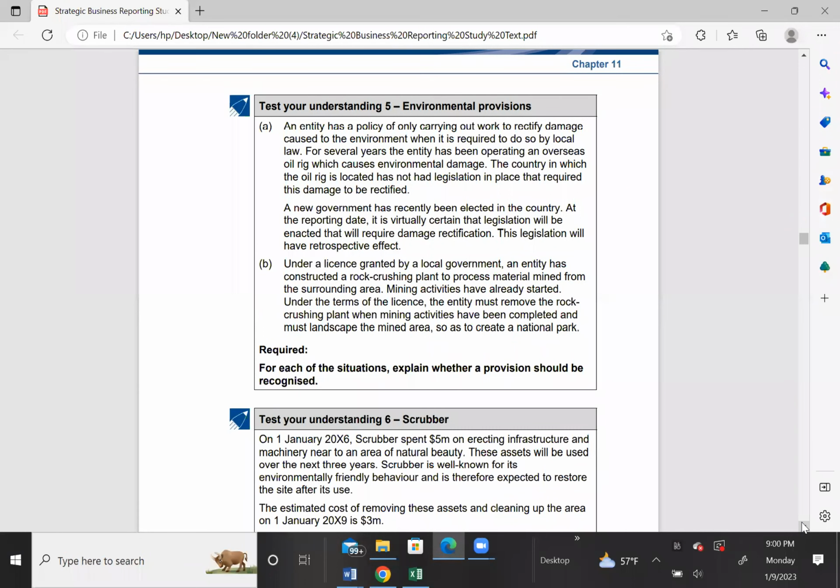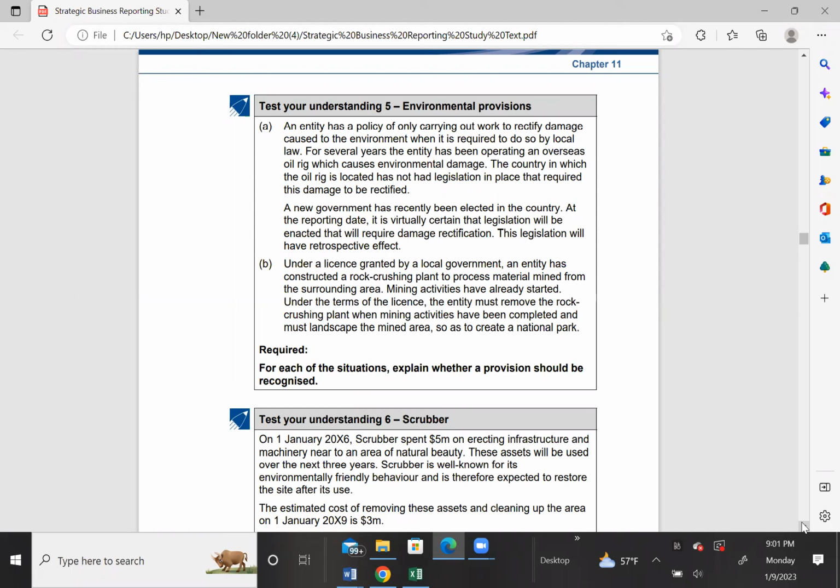Now, understanding number 5, environmental provisions. We have 2 case studies here. An entity has a policy of only carrying out work to rectify damages caused to environment when it is required to do so by local law. For several years, the entity has been operating an overseas oil rig which causes environmental damage. The country in which the oil rig is located has no legislation in place that requires this damage to be rectified.